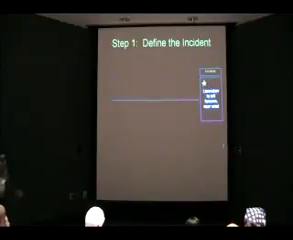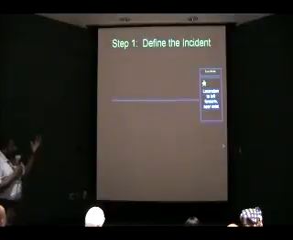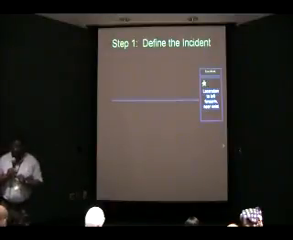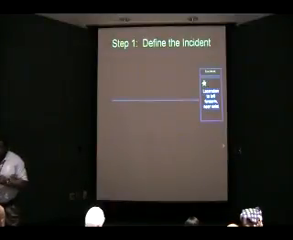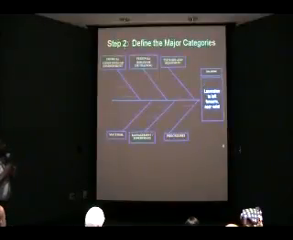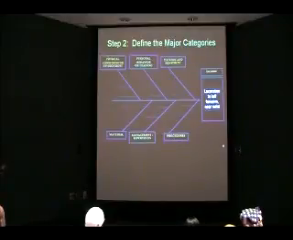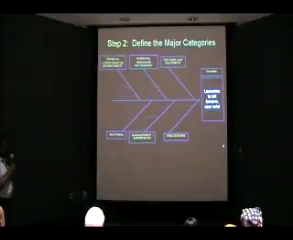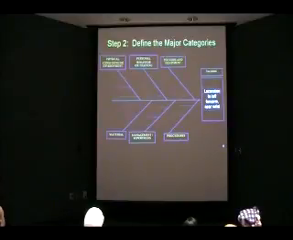And so in this particular case, after the group had brainstormed, it basically says laceration to the left forearm near the wrist. That's the incident. Step number 2 would then be to define the major categories. And as you can see, the categories on this sheet are fixtures and equipment, personal behavior or training, physical condition or environment, procedures, management/supervision, and material.